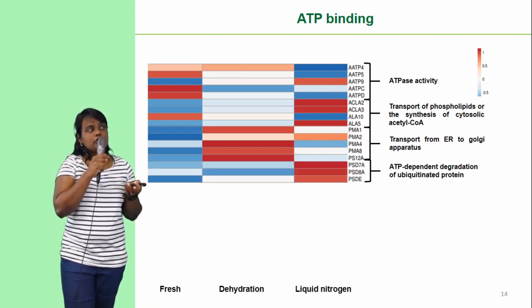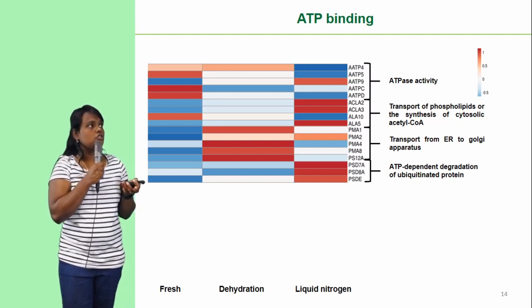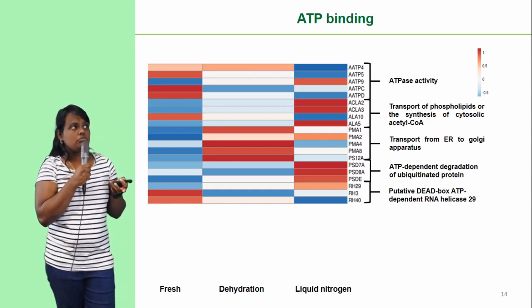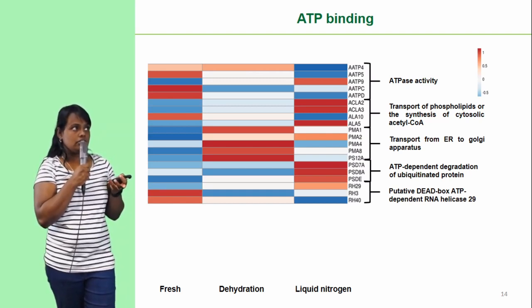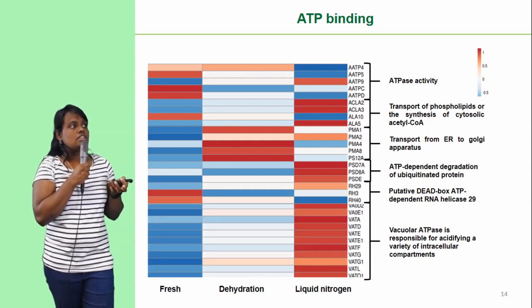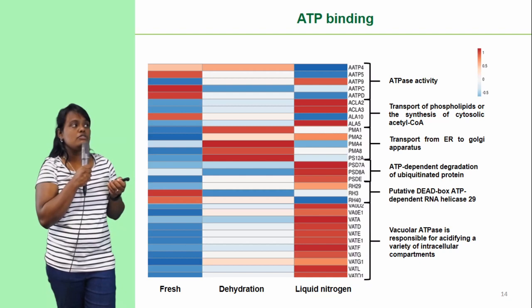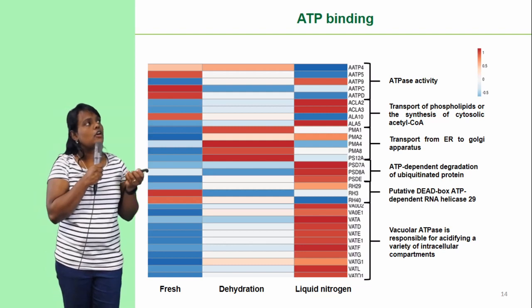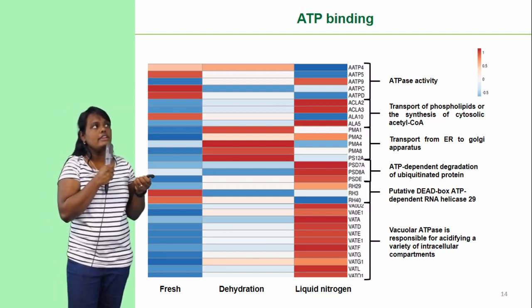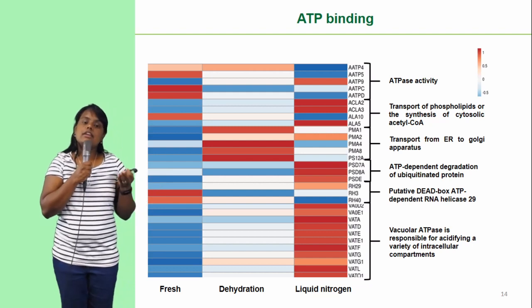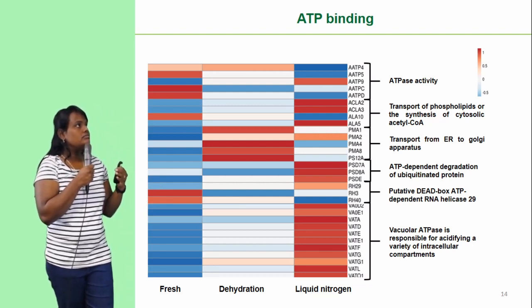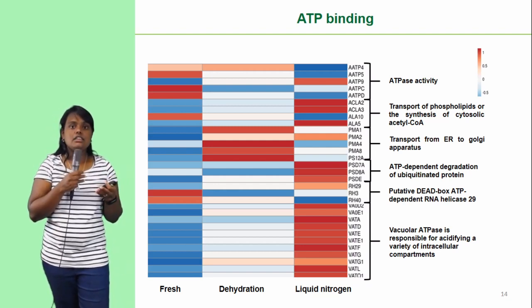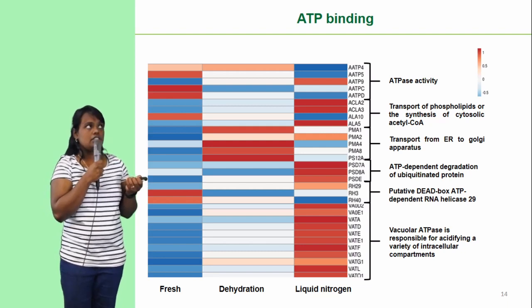apparatus. And the next set of genes is the ATP-dependent degradation of ubiquitinated protein. There are also putative DEAD-box ATP-dependent RNA helicase 29 genes. And the final set of genes are vacuolar ATPase, which are responsible for acidifying a variety of intracellular components. Now, among them, we also have differentially regulated ATPase genes. This ATPase can also be the reason for the reduced metabolic activity. We can see either the ATP is decreased or how the changes happen.